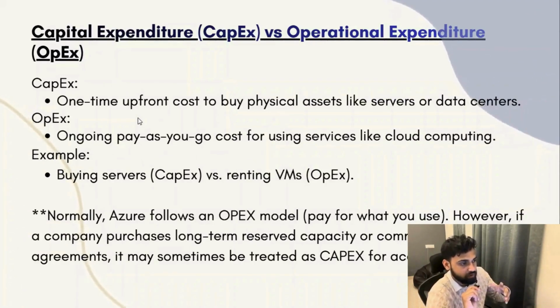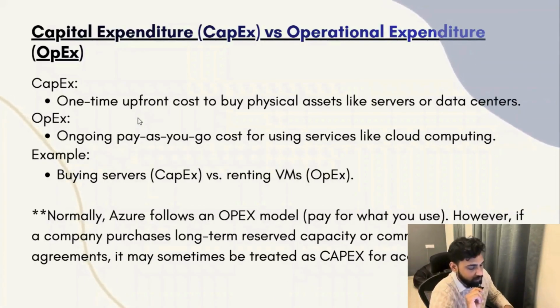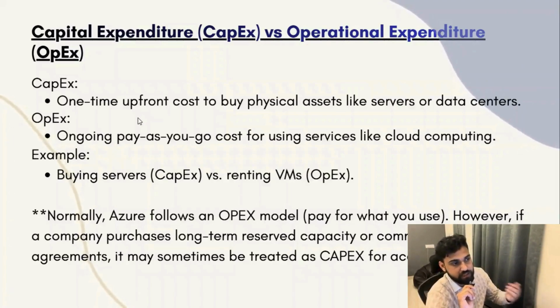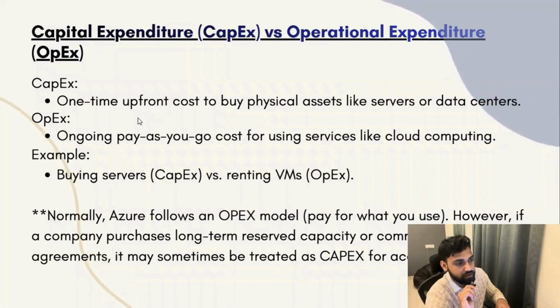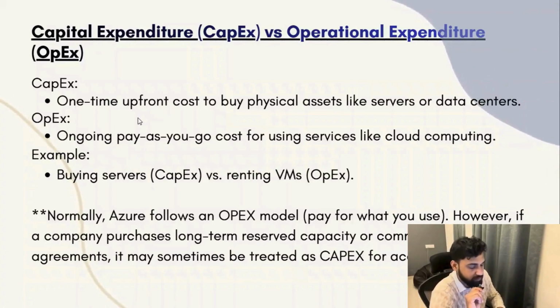Suppose you are building a company. To build any company, you have to register that company, then you have to hire some permanent employees to run that particular company, and you have to buy an office to run that company. So before creating any company, you are investing something, you are putting some cost over there, right?